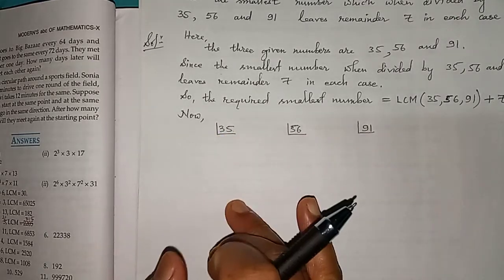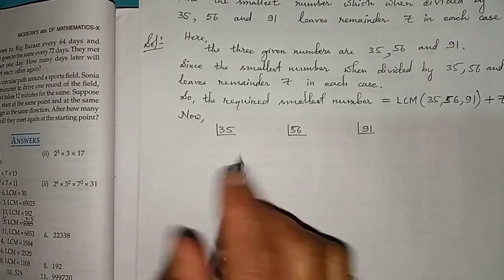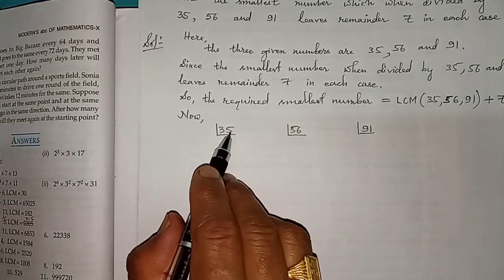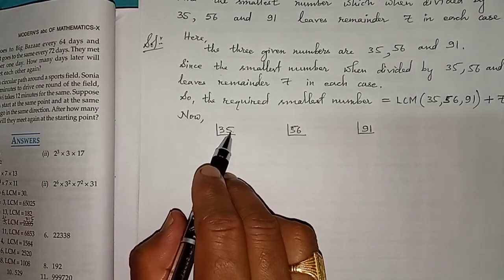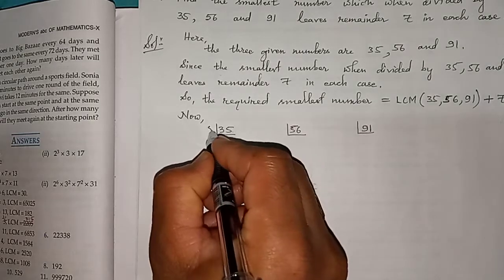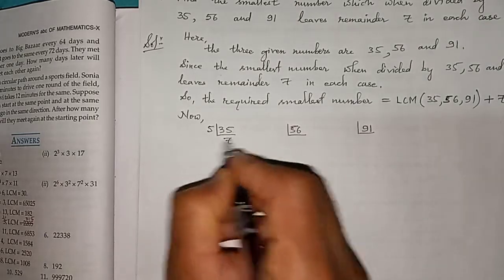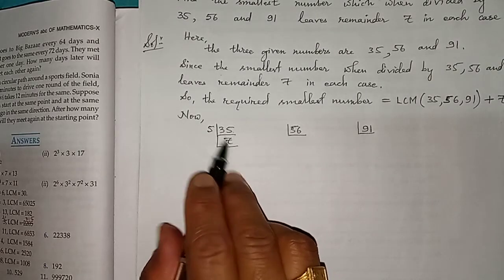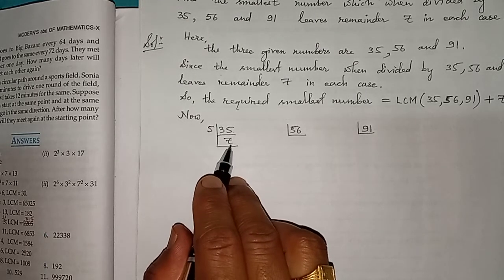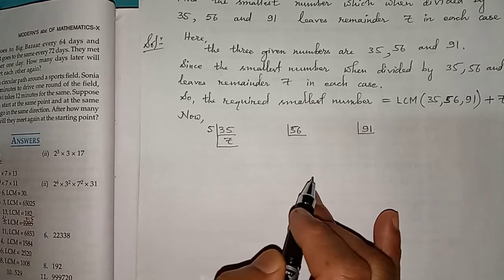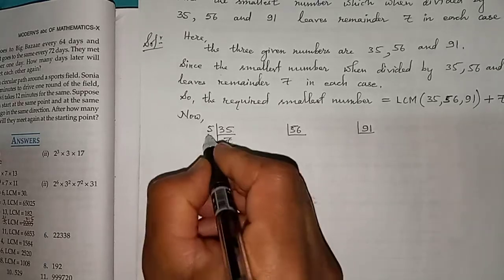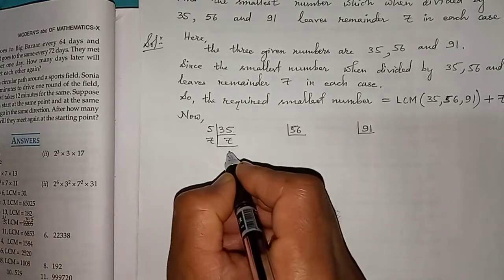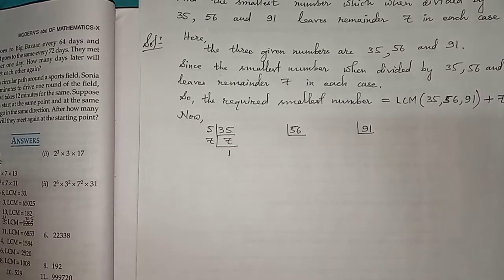Since 2 and 3 cannot divide, the next prime is 5. Can you divide 35 by 5? Yes, because to be able to divide by 5, the unit digit should be 0 or 5. So yes, we can divide by 5. 5 sevens are 35, and now 7 is coming. We all know 2, 3, 5, 7: 7 is a prime number, and a prime number we divide by itself. 7 ones are 7. So we have done the prime factorization of 35.